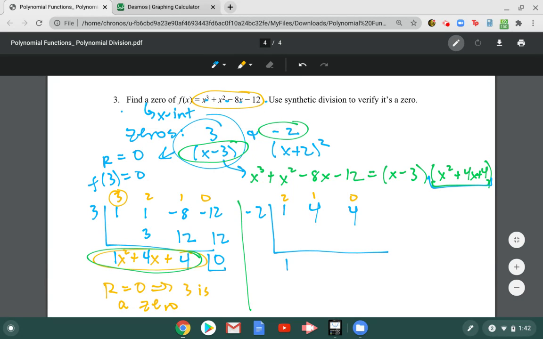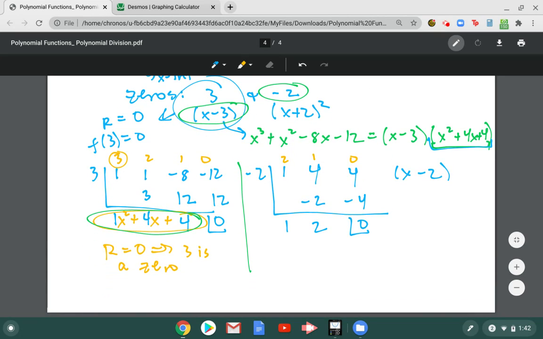1 plus nothing is 1. 1 times -2 is -2. 4 minus 2 is 2. 2 times -2 is -4. I add those together and I get another remainder, 0. So this verifies that -2 is a 0. And it also tells me that x plus 2 divides in evenly.